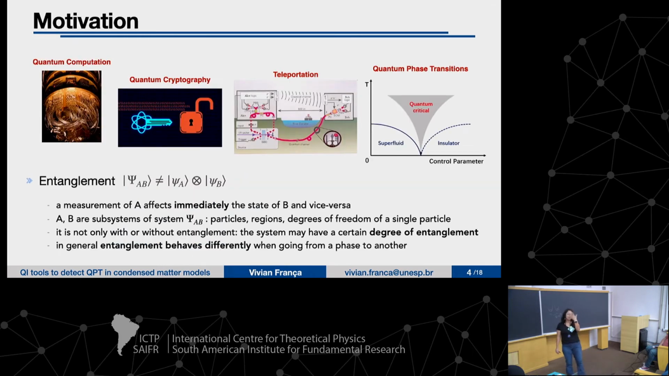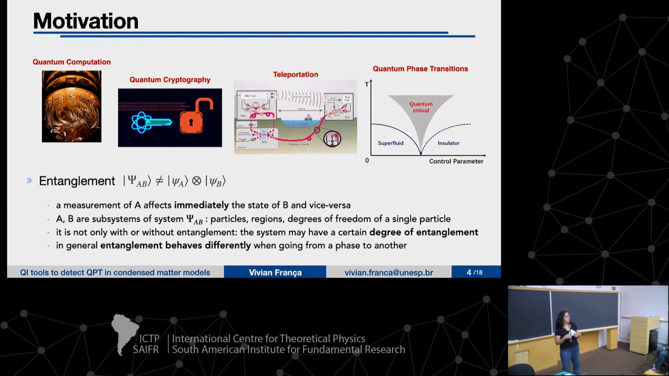So I like to start with the very basic thing. Typically when we talk about entanglement or when we listen about entanglement, it is always related to some quantum technologies: quantum computers, quantum cryptography, teleportation, and so on. But now here I'm using entanglement as a quantifier of this quantum phase transition, as a witness for any quantum phase transition.